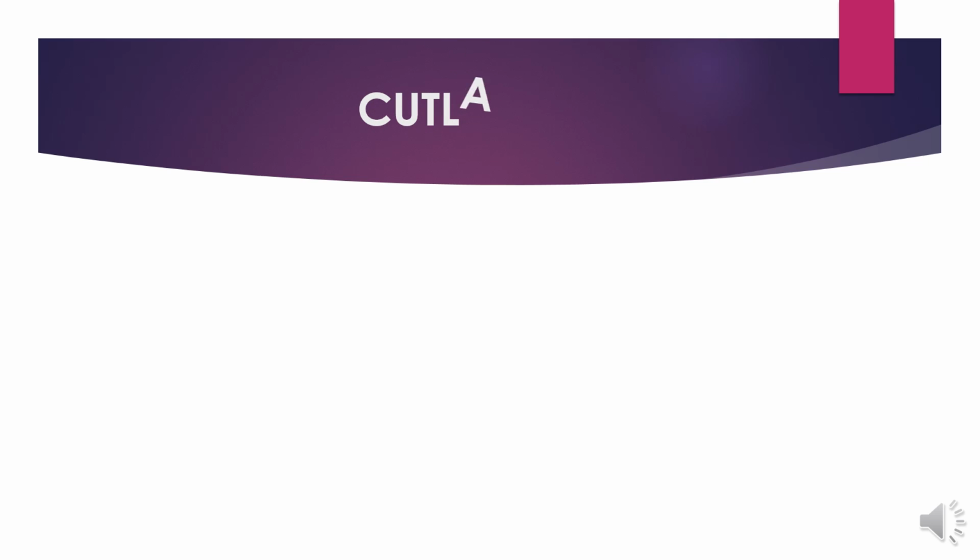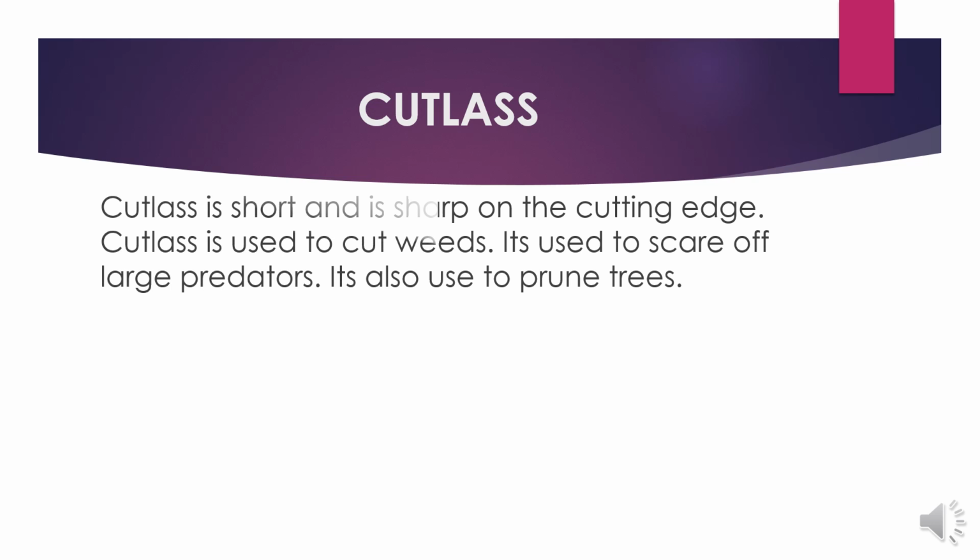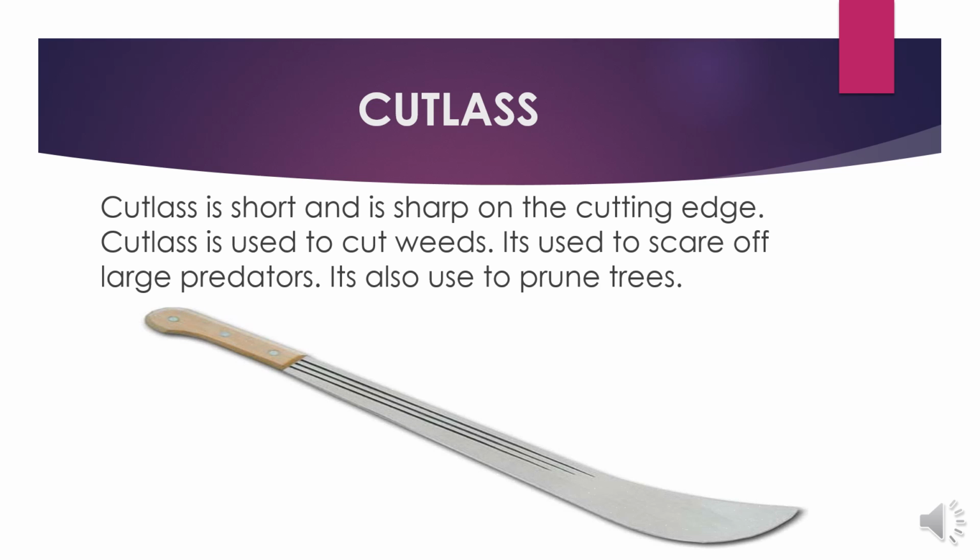Firstly, we will choose the cutlass. Cutlass is short and is sharp on the cutting edge. Cutlass is used to cut weeds. It's used to scare off large predators. It's also used to prune trees. Here is a diagram of a cutlass, how it looks like. This is the wooden edge, and this is the metal end.